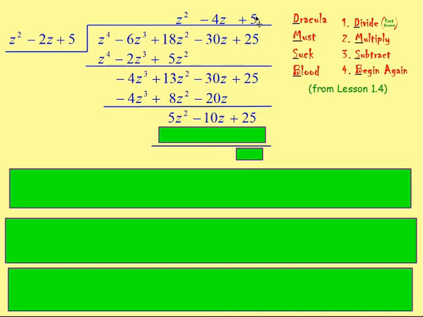Again, the answer will go at the top. Must for multiply, so 5 times z squared is 5z squared. 5 times the negative 2z is take away 10z, and 5 times 5 gives you 25. After that, you want to subtract, so subtract 5z squared, take away 5z squared will give you 0, negative 10z, take away negative 10z will give you 0 again, and 25, take away 25 would give you 0. So we end up getting 0.